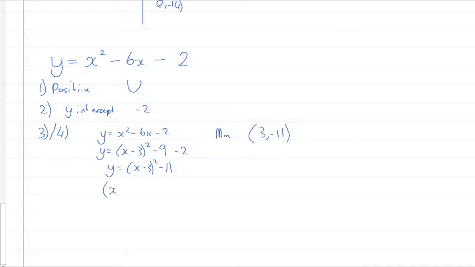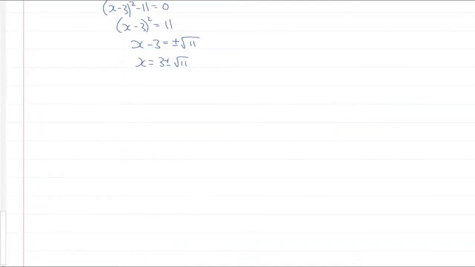Let's go and solve this. So x minus 3 all squared minus 11 is equal to 0. Take the 11 over. x minus 3 squared is equal to 11. Square root that, it's plus or minus. x minus 3 is equal to plus or minus root 11. Then take the 3 over: x is equal to 3 plus or minus root 11. And the key part here is that graph.